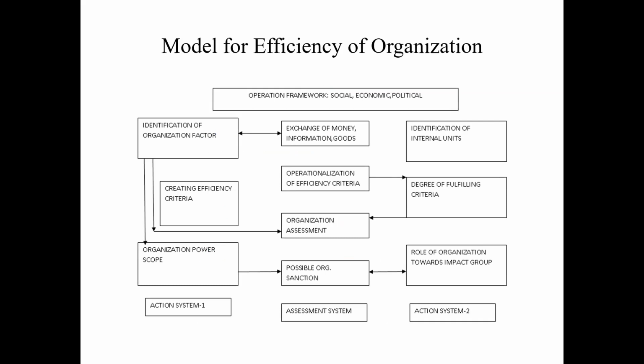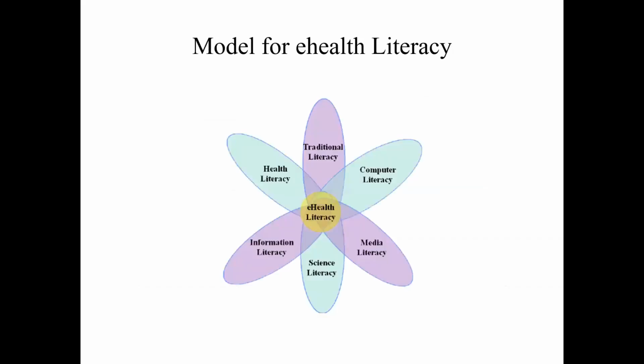So this is an operational framework: social, economical, and political, how social, economical and political models influence the organizational efficiency. This is the model for e-health literacy. This is the Lily model. E-health literacy comprises traditional literacy, media literacy, information literacy, health literacy, computer literacy, and science literacy.